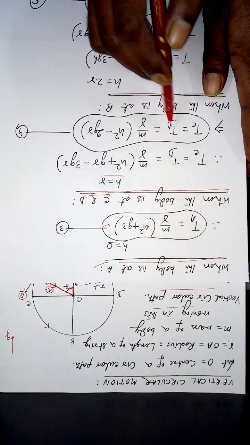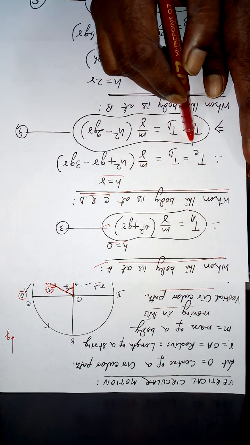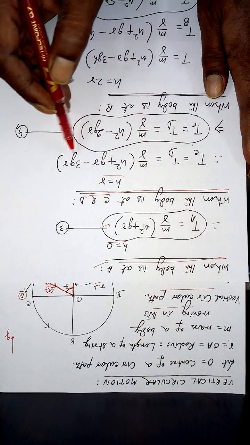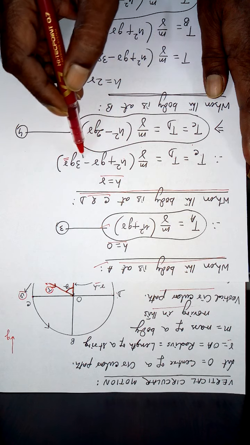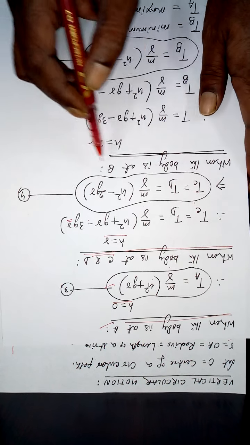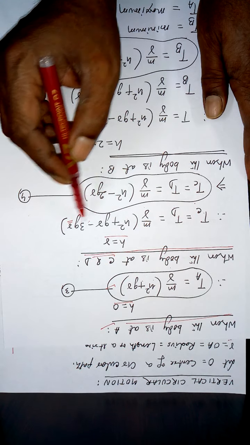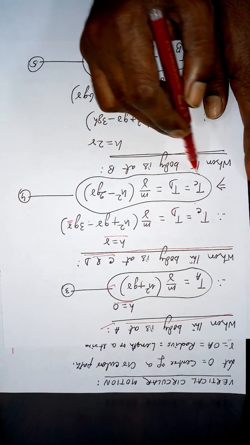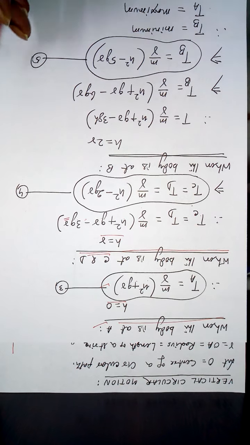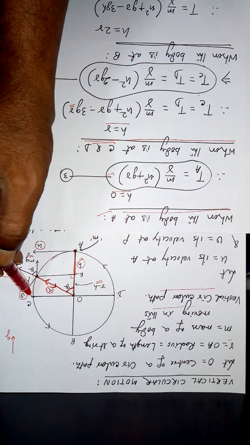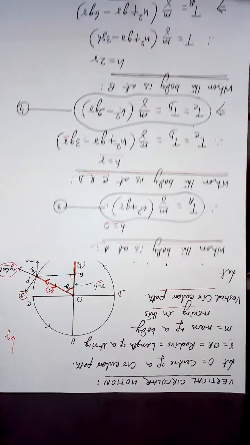So in the general expression, tension at C or D, for H I put R. So (m/r)u² plus mgr minus 3mg, so minus 3 plus 1 is minus 2. So this is the expression for the tension in the string when the mass m is at C or at D.